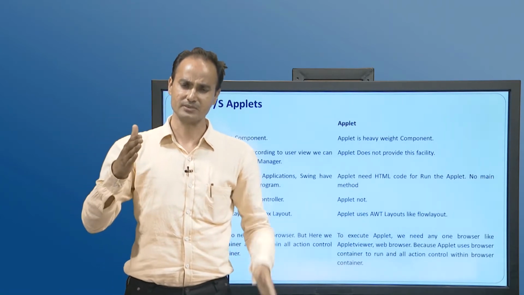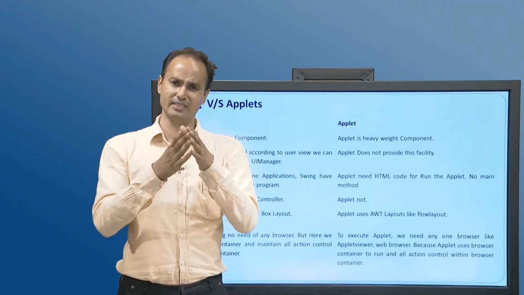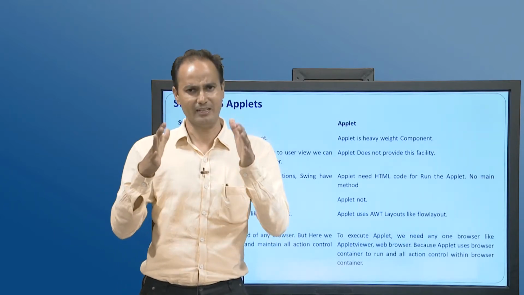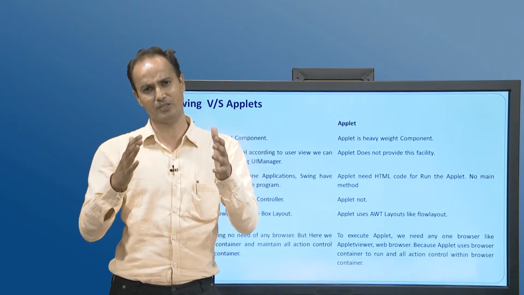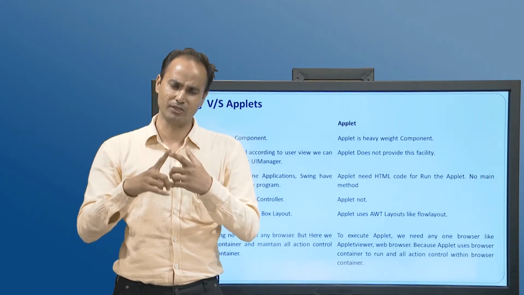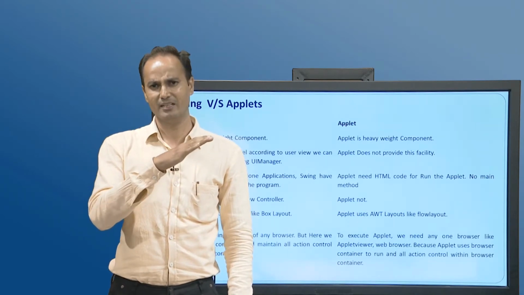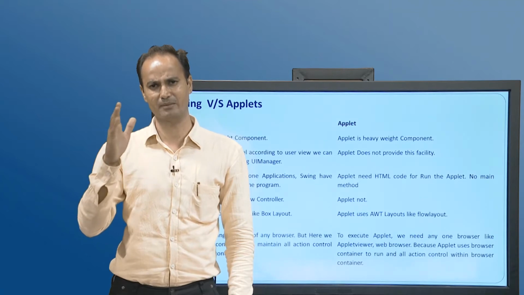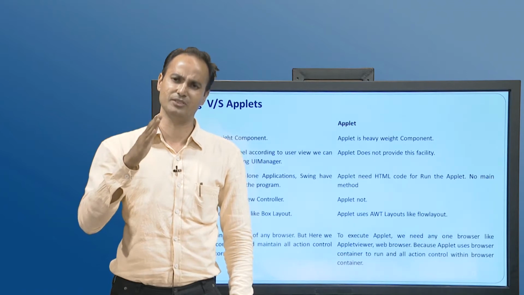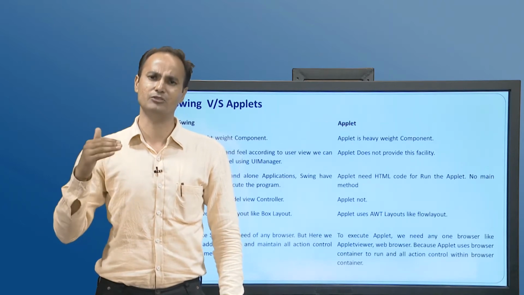The Swing JApplet class is a lightweight class, while the simple applet class is heavyweight, as we already discussed, because it consumes more resources. All the Swing components start with the letter J, while AWT components start with simple class names: Button, TextField, while in Swing it is JTextField, JButton. Likewise, other components can be added and derived from the Swing package.